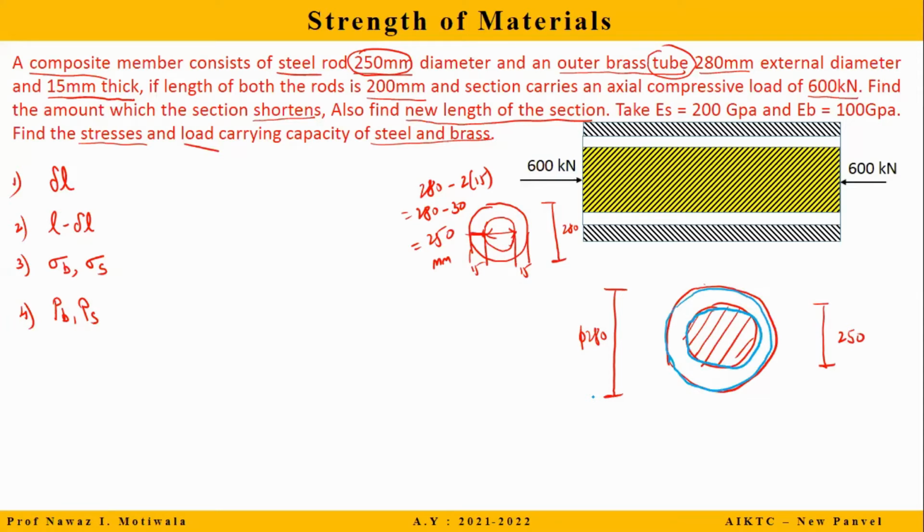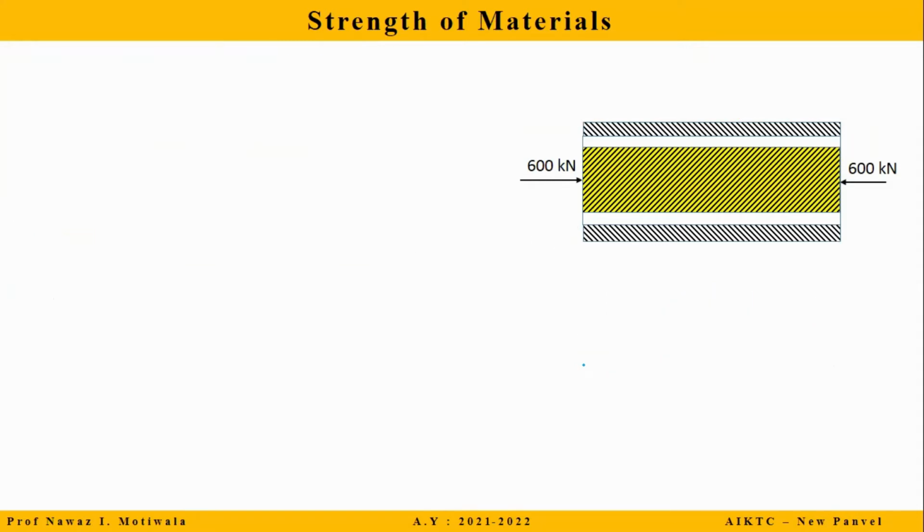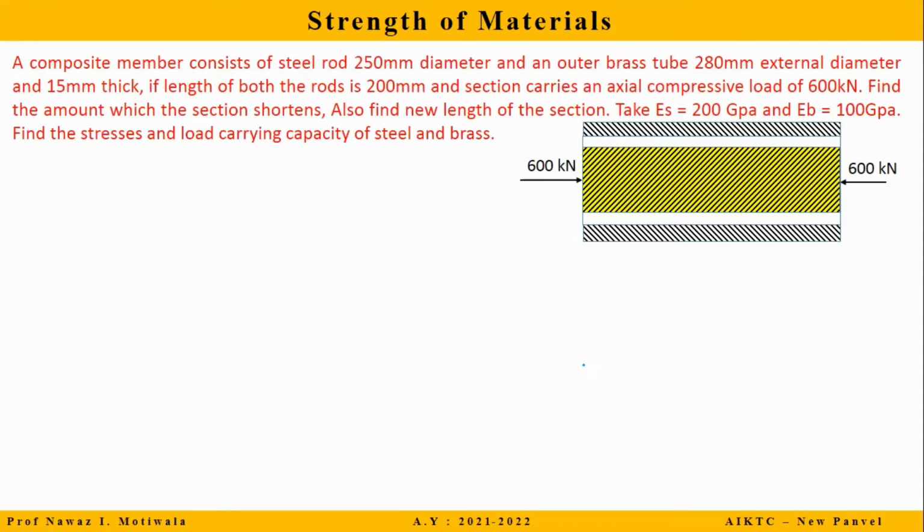So now we can see that this problem is of composite nature because two materials are there. Because there are two materials, we say that this is a composite material, and for a composite material we have two relations.